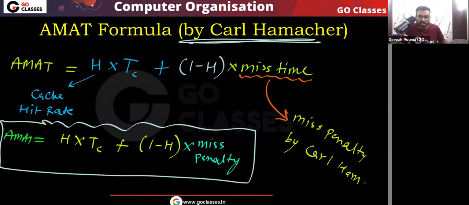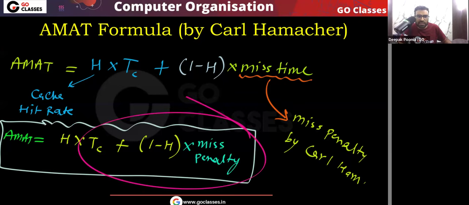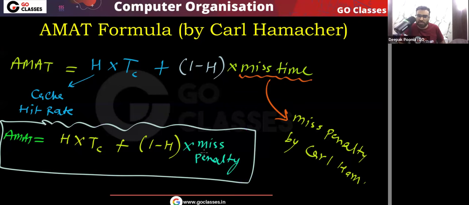So that's it. This is the formula if we follow the miss penalty definition by Carl Hamacher. Please understand, we will apply this formula only if it is given in the question that miss penalty includes the time to check the cache memory. Otherwise we will not apply this formula. I hope you understood this point.